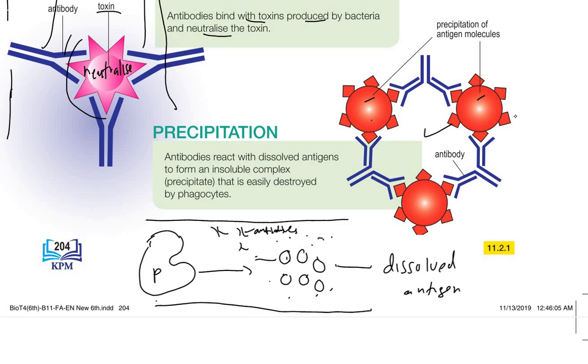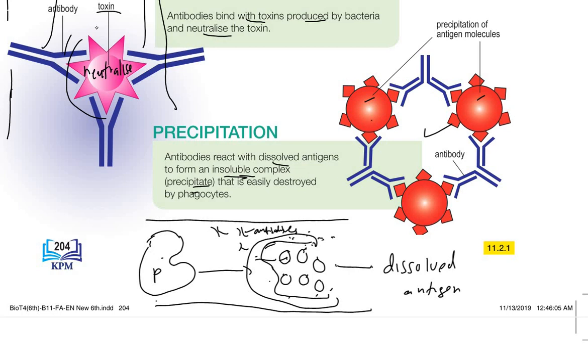Compared to this dissolved structure, which the phagocyte cannot recognize, after the antibody reacts and makes it an insoluble complex or precipitate like this, the phagocyte can recognize, trap them and destroy them. This is precipitation, from dissolved to insoluble complex, precipitate. That's the third one.